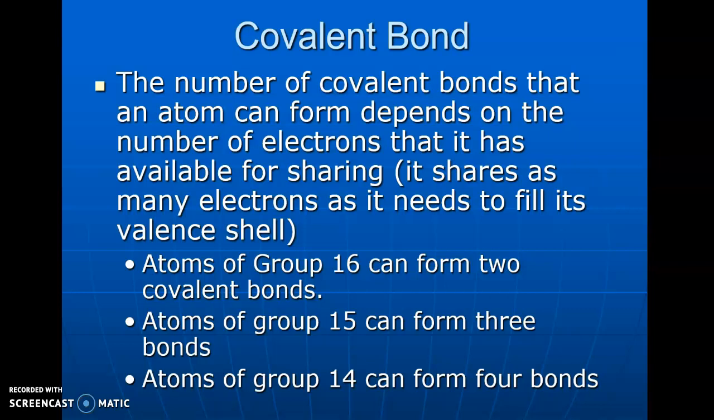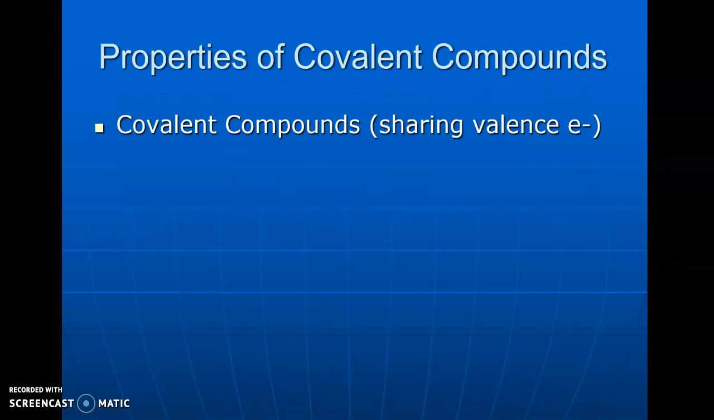So group 16 with their 6 valence electrons will usually form 2 covalent bonds to pick up the 2 electrons they need. Group 15 with 5 valence electrons, they're going to form 3 bonds because they need 3 extra electrons. And group 14, the carbon group with only 4 valence electrons, they're always going to have to bond 4 times in order to pick up the electrons that they need.